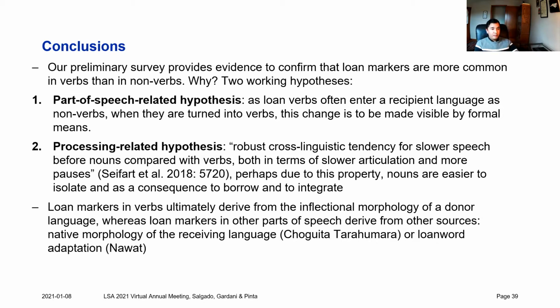And then the processing-related hypothesis: there's a robust, this is a quote by Seifert, cross-linguistic tendency for slower speech before nouns compared with verbs, both in terms of slower articulation and more pauses. So this is perhaps due to the property that nouns are easier to isolate and, as a consequence, to borrow and to integrate. So loan markers in verbs, as Justin was saying, all ultimately derive from the inflection and morphology of a donor language, whereas loan markers in other parts of speech derive from other sources: the native morphology of the receiving language, as we saw in the Choguita Tarahumara example, or in this case of Nahuatl, from a loanword adaptation.